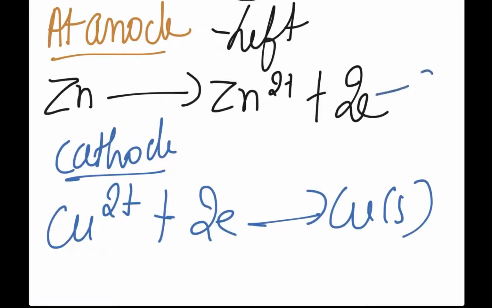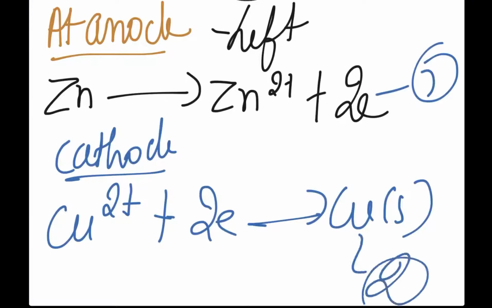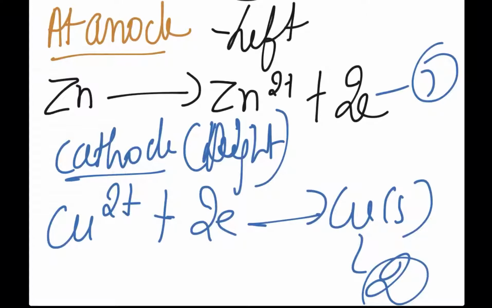These are the two major reactions which are happening in the galvanic cell. At the anode, the left terminal, zinc is losing 2 electrons to become zinc 2 positive. These 2 electrons travel by the wires and they reach the cathode, which is the right terminal, and they reduce copper 2 positive to copper solid.